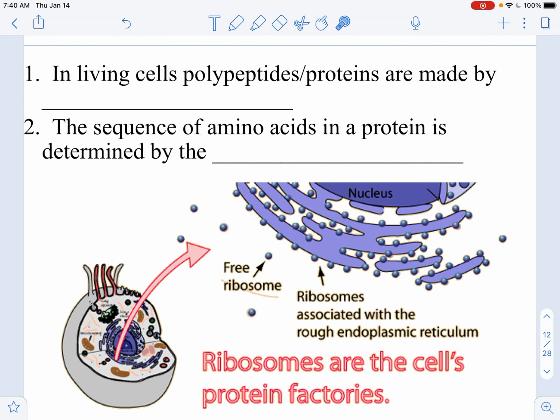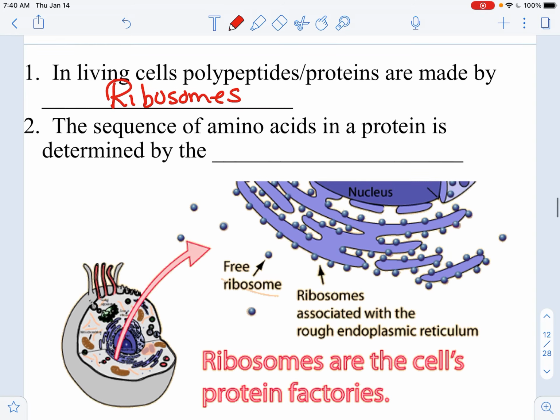So remember, this is all kind of in review. In living cells, proteins are made by, remember, the ribosomes. The little dots in the cell. We learned organelles. And we said that ribosomes do protein synthesis.